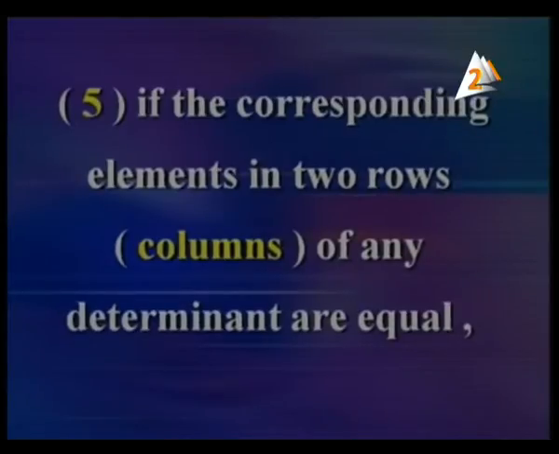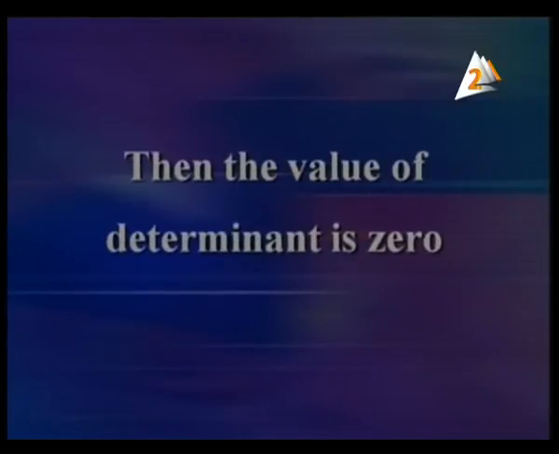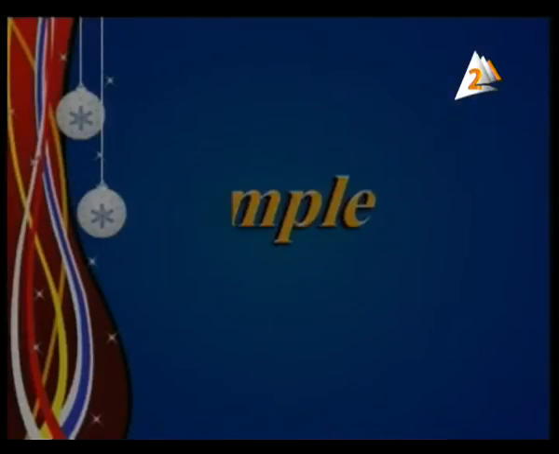Number 5. If the corresponding elements in 2 rows or columns of any determinant are equal, then the value of the determinant is 0. Remember, very important properties. The value of a determinant is 0 if all elements in the 2 rows or 2 columns are the same.